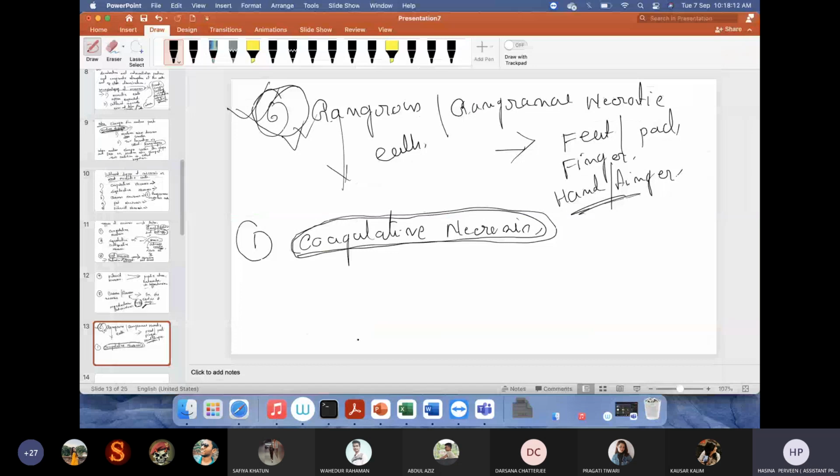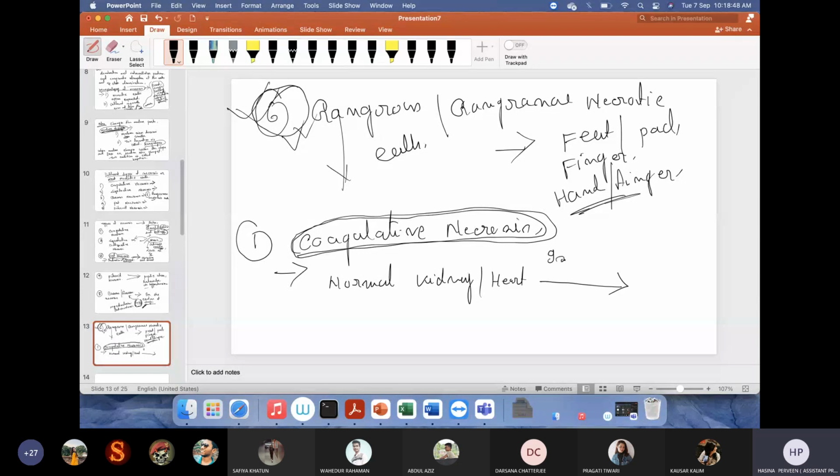What are coagulative necrotic cells? Coagulative necrosis is the most common type of necrotic cells, and it forms in an ischemic condition, that means when oxygen supply is deprived and a lesser amount of oxygen reaches the heart, kidney or liver, coagulative necrotic cells form. Okay, that means normal kidney cells or heart.